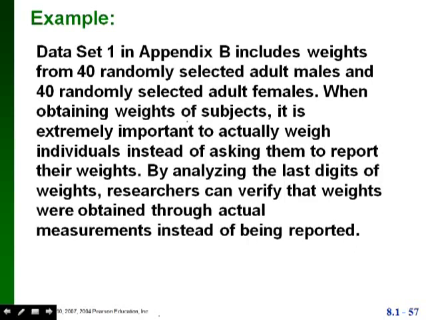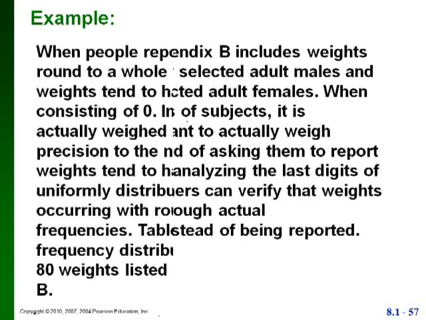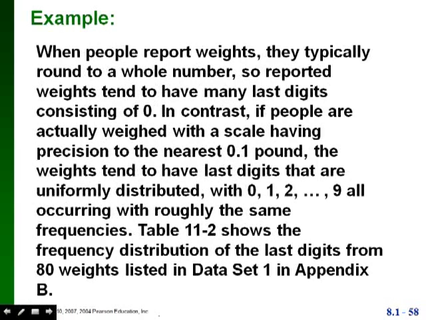So by looking at the last digits of the weights that are in those data sets, we can get an idea whether the weights were obtained through actual measurements or whether the subjects just reported their own weights. So what we're saying is that if the weights were actually measured, then the last digits of the weights should have a uniform distribution. In other words, there should be about as many zeros as there are twos, as there are sevens, and so on.